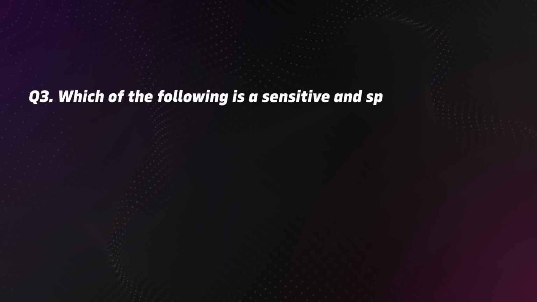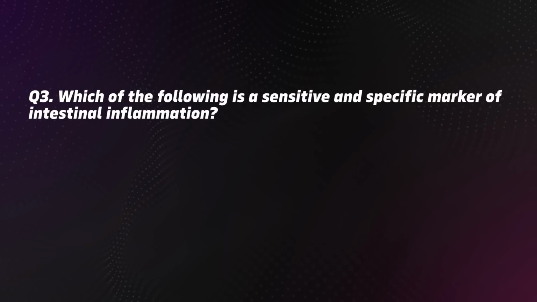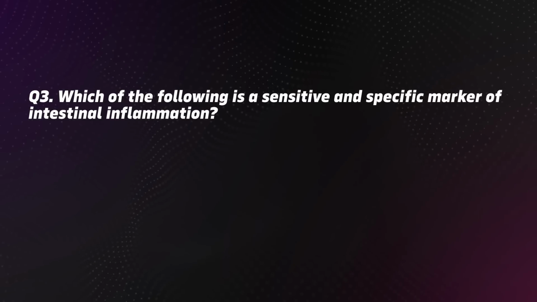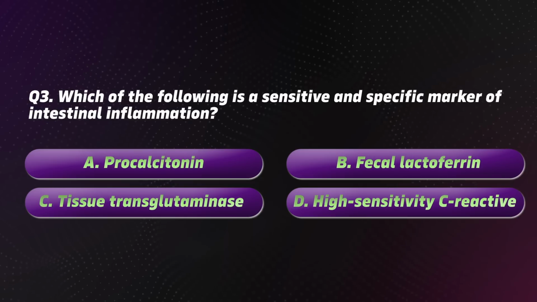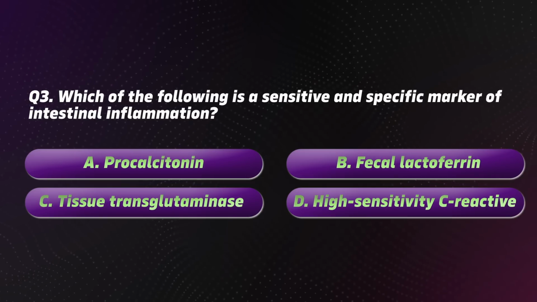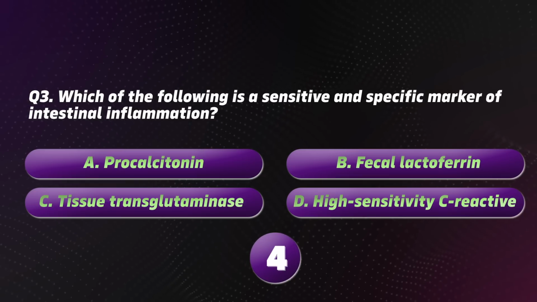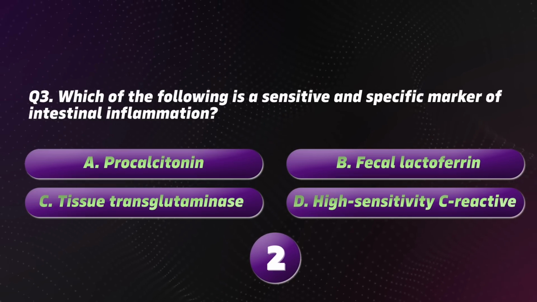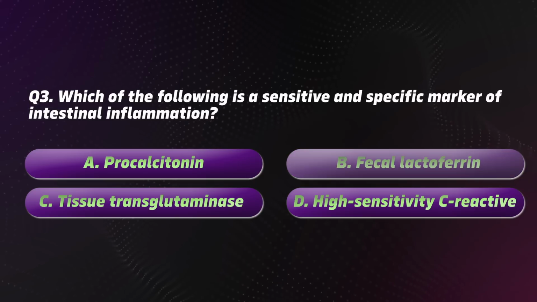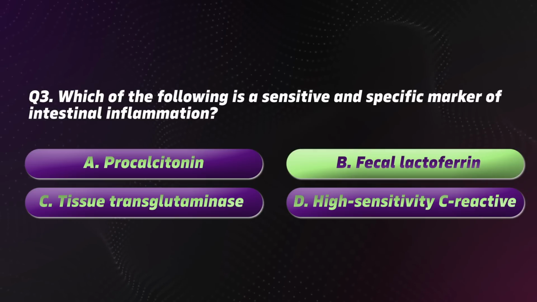Question 3. Which of the following is a sensitive and specific marker of intestinal inflammation? Here are the options. A. Procalcitonin. B. Fecal lactoferrin. C. Tissue transglutaminase IgA. D. High sensitivity C-reactive protein. And the correct answer is option B, fecal lactoferrin.